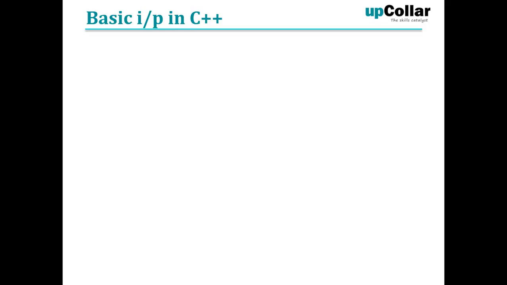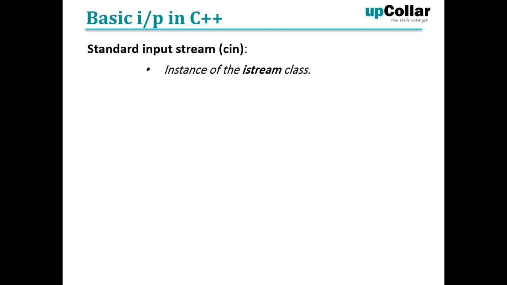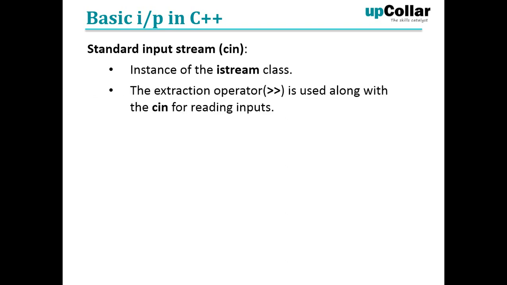Handling input in C++. Usually the input device in a computer is the keyboard. The cin statement is the instance of the class istream and is used to read input from the standard input device, which is usually a keyboard. The extraction operator is used along with the object cin for reading inputs. The extraction operator extracts the data from the object cin, which is entered using the keyboard. Let's analyze this through a program.